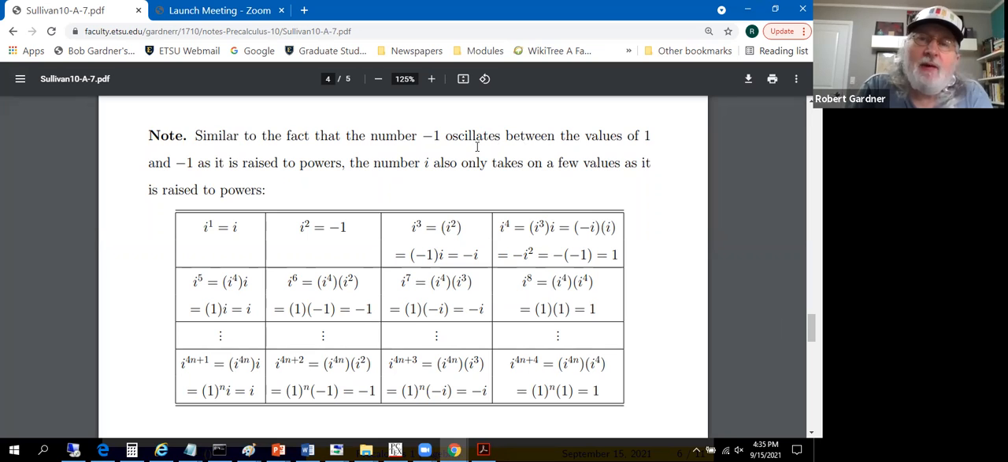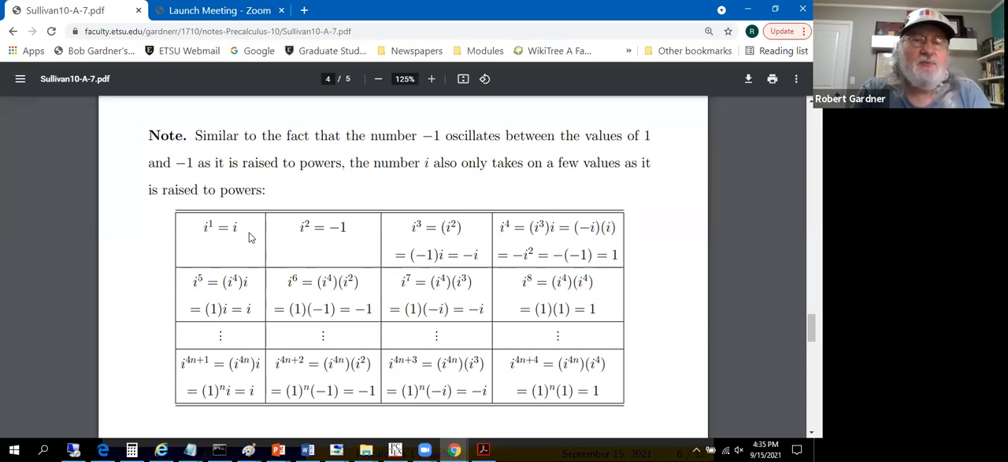Raise -1 to powers, it jumps between 1 and -1. -1 to the first power is -1. -1 squared is +1. -1 cubed is -1. -1 to the fourth power is +1. It keeps bouncing between +1 and -1 as you raise it to positive integer powers. The number i, the complex number i, behaves in the same way, in that it bounces around. It bounces around between more than 2 values. It actually bounces around between 4 values.